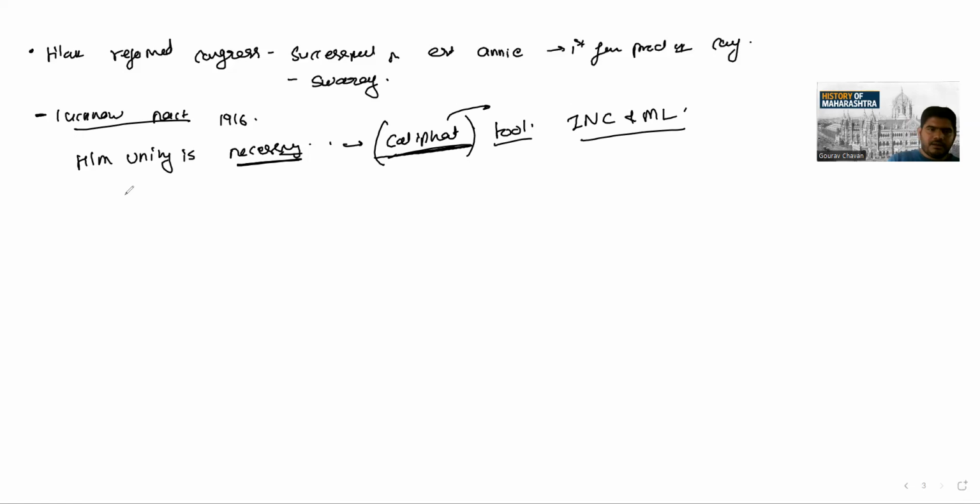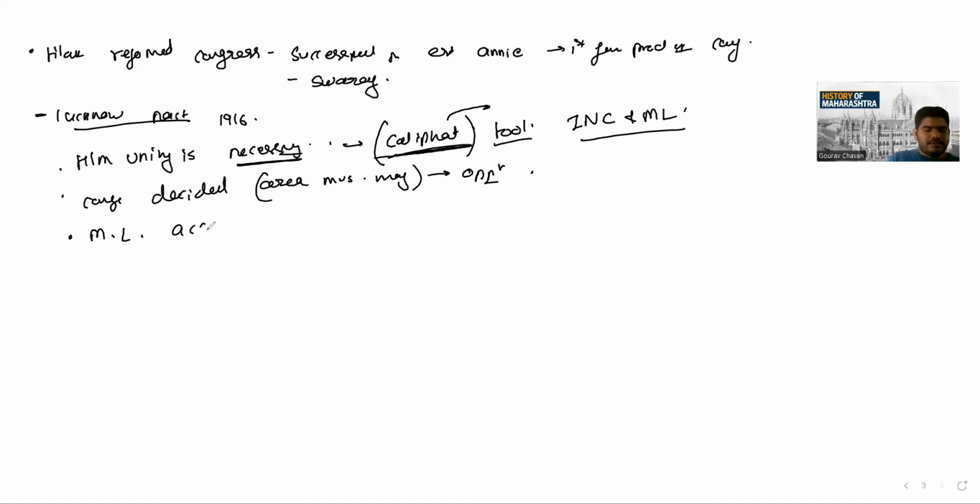What happened in this particular pact? Congress decided that whichever areas are Muslim majority, there Congress will not have any opposition. In Muslim majority electoral areas, they will not stand, or they will not give tickets to a person who is standing in the face of Congress. And second, the Muslim League accepted the Congress idea of Swaraj.